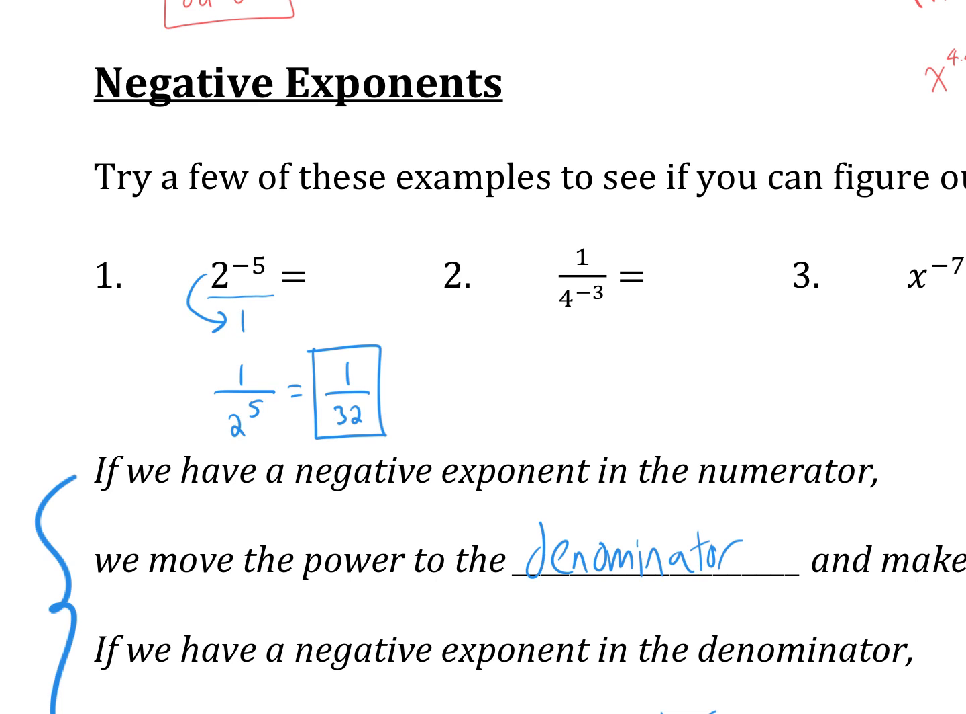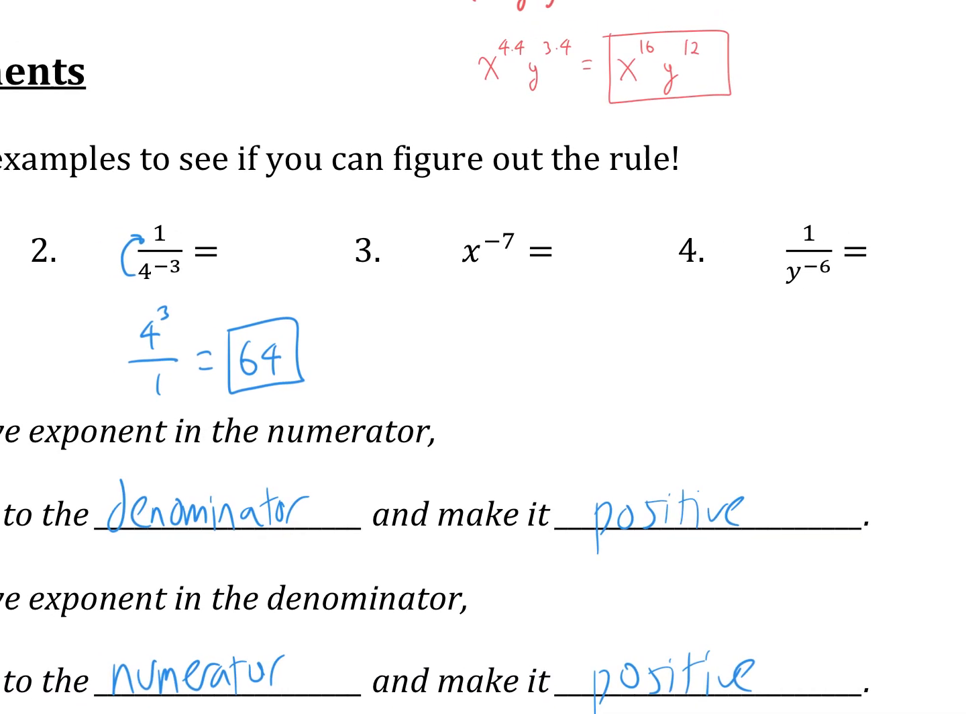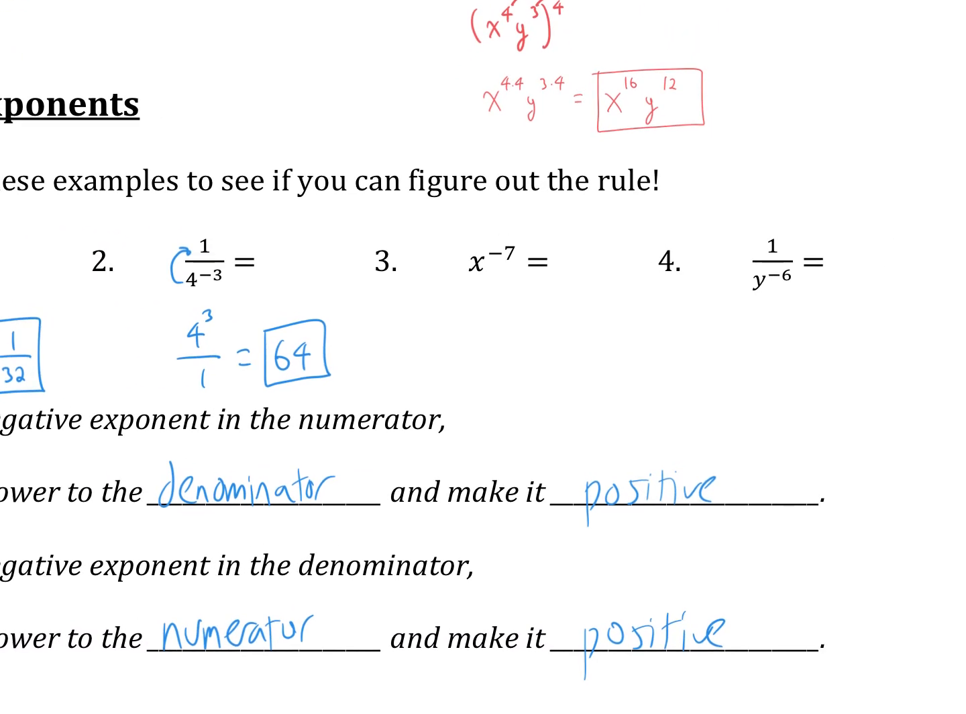So number 2, we have 4 to the negative third. Negative exponents flip and become positive. So now we have 4 to the positive third over 1. And that's going to equal 64, because 4 times 4 times 4 is 64, okay? Why don't you guys try 3 and 4 if you haven't done those yet?